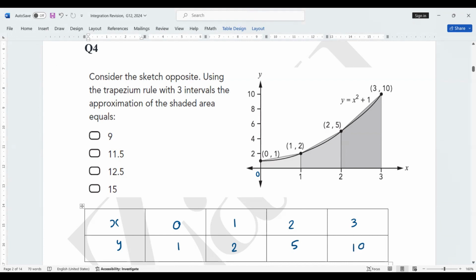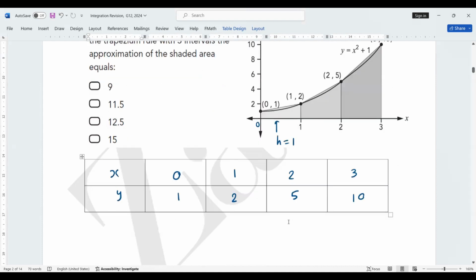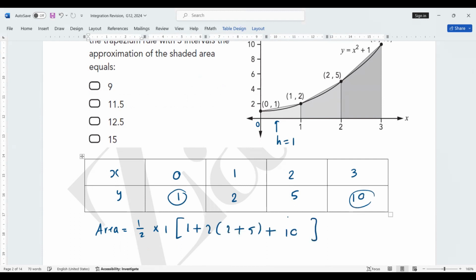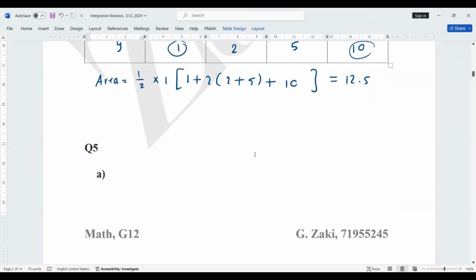Then we can also get the width of the interval, which is 1. From 0 to 1 to 2, h equals 1. Then the area under the curve equals half h. h is 1, open bracket. y naught is 1 plus 2, open bracket, 2 plus 5 plus 10. This is the last. The value of this will be 12.5. That's good. Very good. So the answer is 12.5. Now, next question.